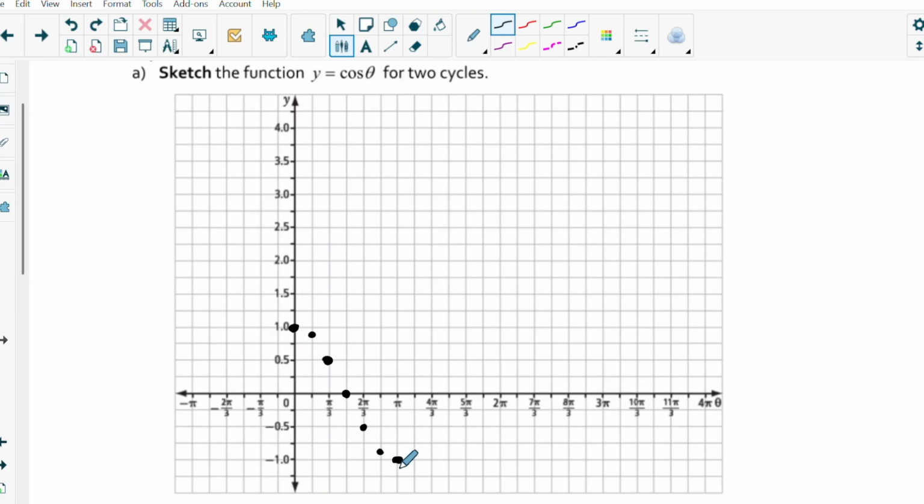Okay, at pi radians, I'm at -1. Okay, and then let's just do a repeating cycle here.